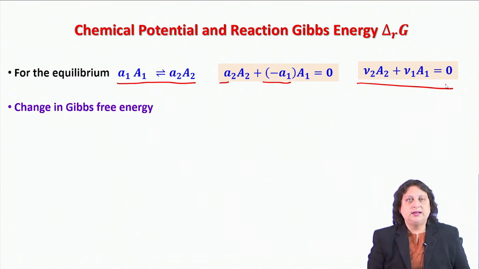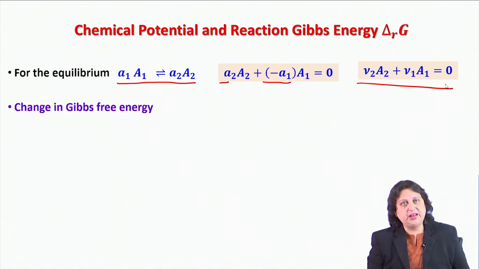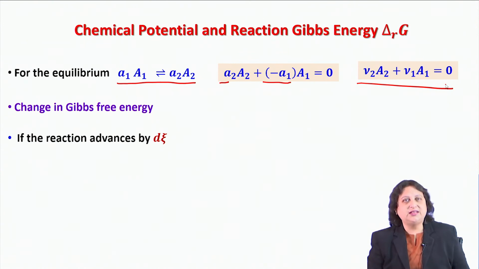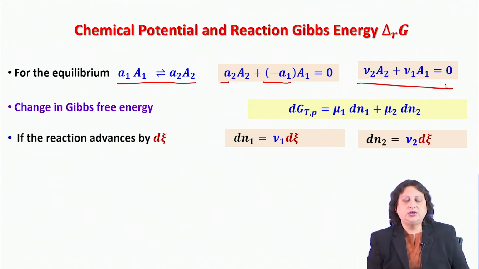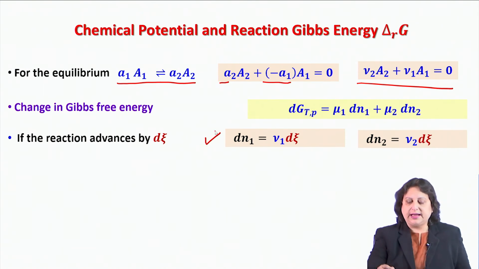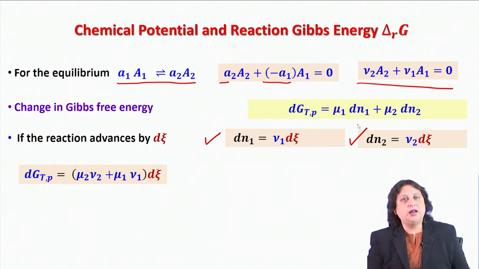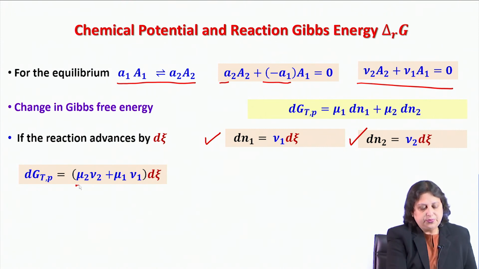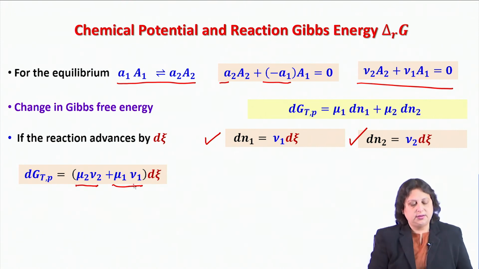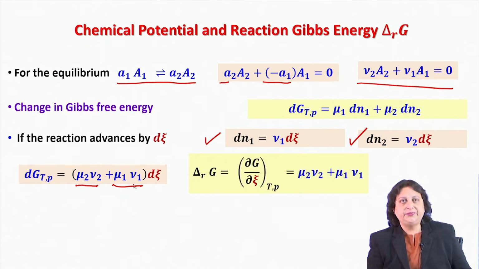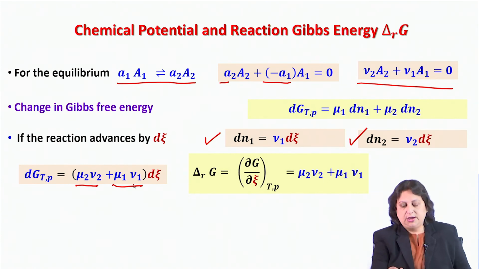With this in mind, let me think about the change in Gibbs free energy. If the reaction advances by d xi, in that case dG at constant T and P will get converted to dN1 with dN1 equal to nu1 d xi and dN2 equal to nu2 d xi. dG at constant T and P will now be given by mu2 nu2 plus mu1 nu1, this whole summation times d xi, and therefore the reaction Gibbs energy is going to be given by mu2 nu2 plus mu1 nu1.